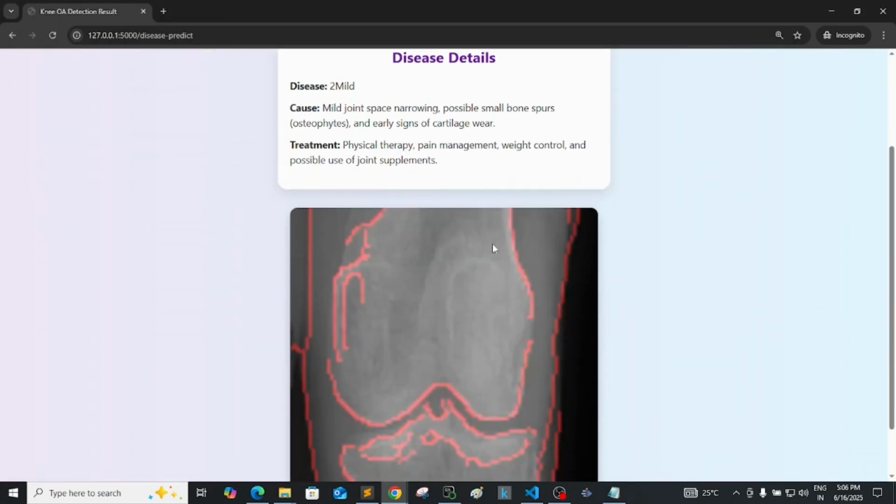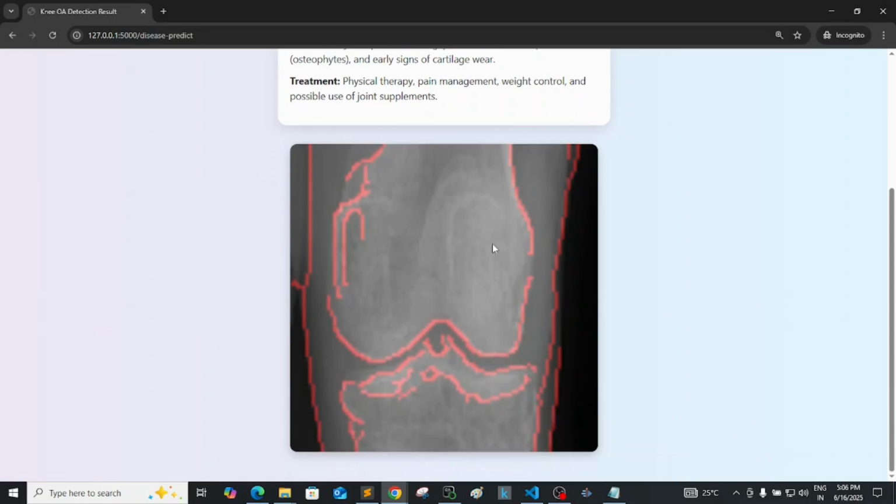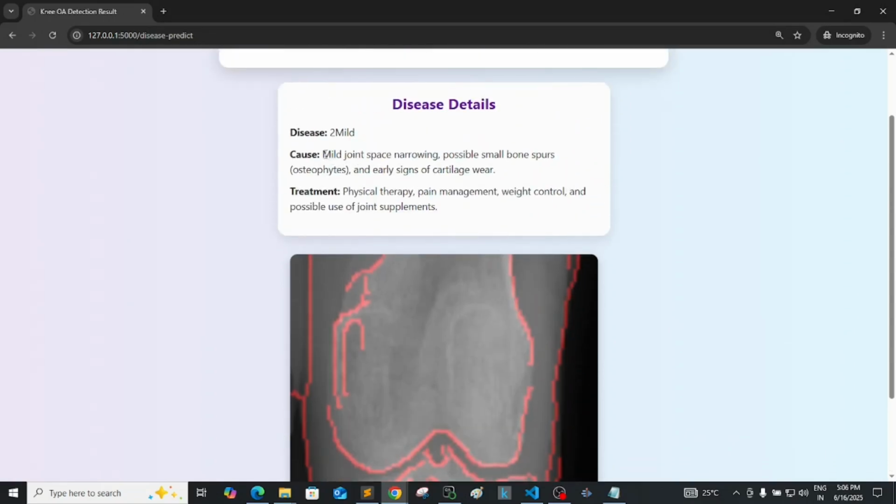So now you see this is a mild case of arthritis where we upload an image and we are getting the result. It is mild, and what are the things you are getting? Mild joint space narrowing, possible small bone spurs, and early signs of cartilage wear. What will be the future problem? That also is being detected. What is the main cause? That also is being detected. What is the possible treatment? The treatment includes physical therapy, pain management, weight control, and possible use of joint supplements.